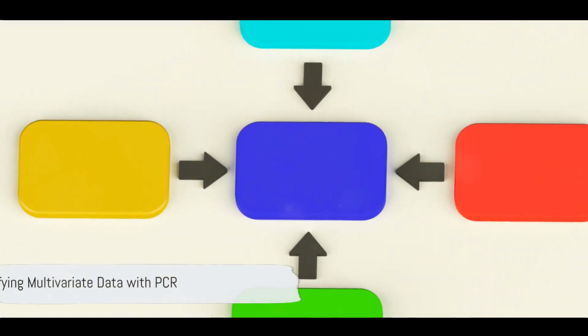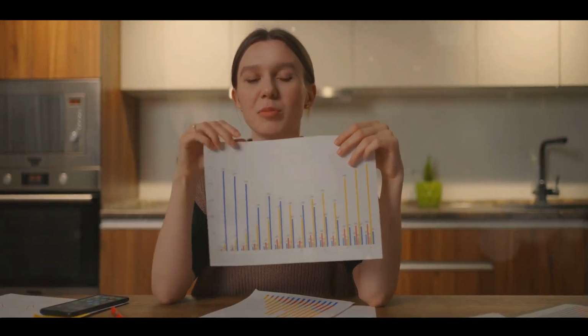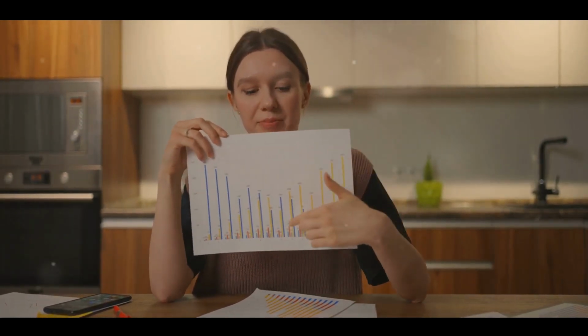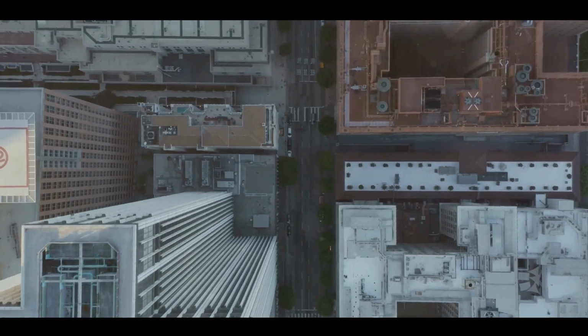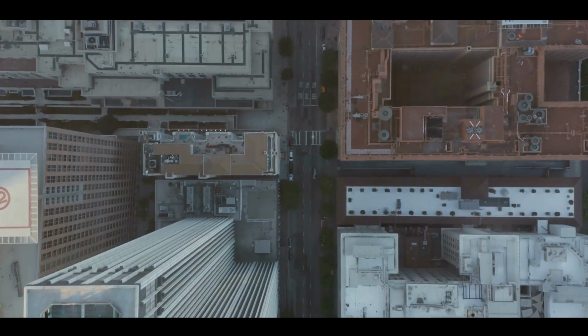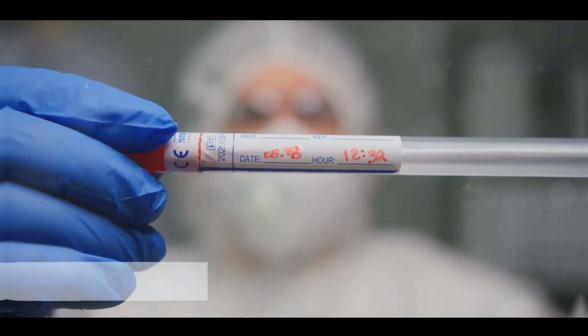Picture this. You're in a room filled to the brim with different objects. Now, if you were asked to describe each object's position, you'd have to specify its distance from every wall, which could be quite exhausting. But what if you could simplify this by just describing the object's position in relation to 2 or 3 main walls? That's essentially what PCR does with multivariate data. Instead of dealing with a multitude of variables, PCR reduces them to a few principal components, hence simplifying the task at hand. So how does PCR work?